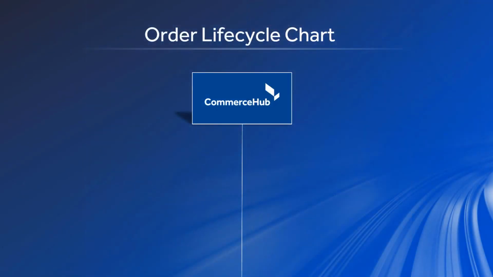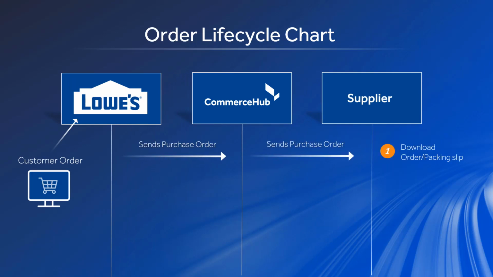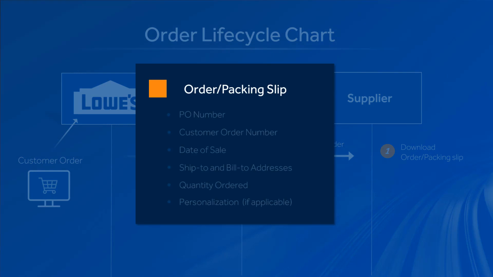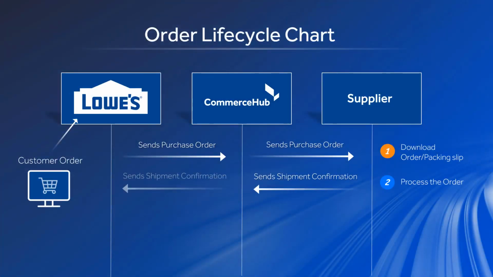Next, let's talk about orders and the way they move between Lowe's, CommerceHub, and you, the supplier, by looking at an order lifecycle chart. After you download your packing slips, here are some of the details you'll see about the order. Once you have the order, you'll decide whether you can ship the items or not.